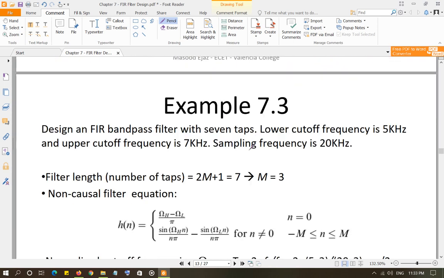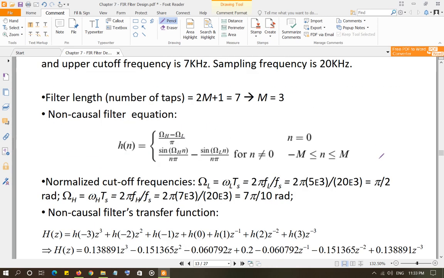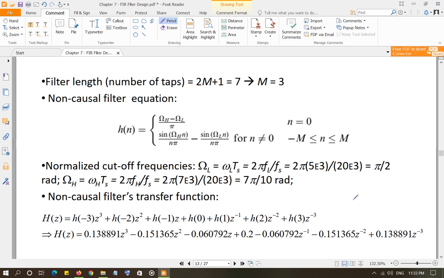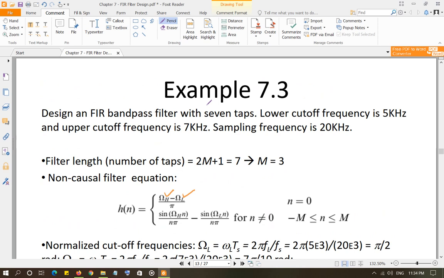Another example, in this the filter length is 7, so m is equal to 3, and we are designing a band pass filter. So we take the equation of the band pass filter from table 7.1. Now in band pass filter you have the high cutoff frequency and you have the low cutoff frequency, right? Omega L and omega H. So you have to calculate both the cutoff frequencies, and in the question your lower cutoff frequency is given 5 kilohertz, your upper cutoff frequency is given 7 kilohertz, and sampling frequency is given 20 kilohertz.